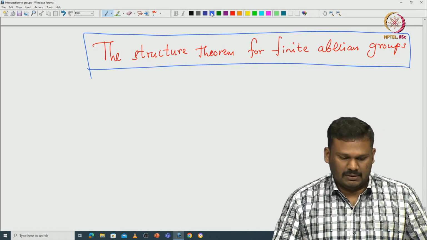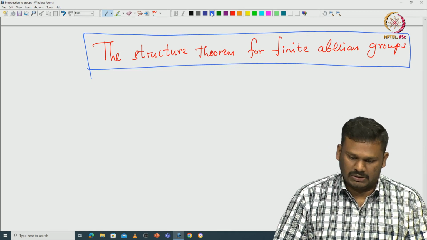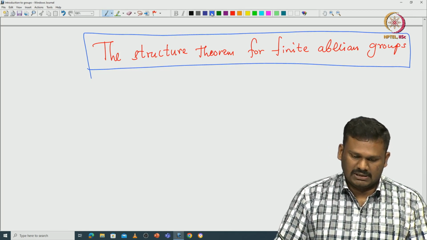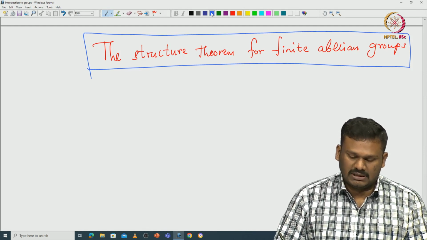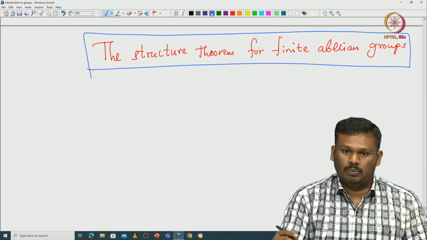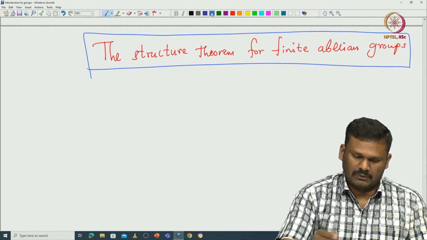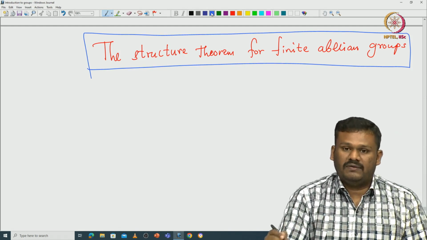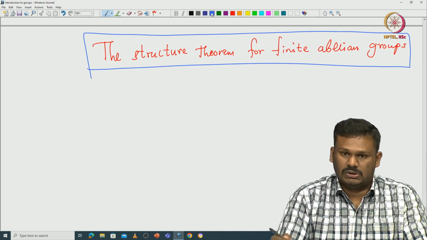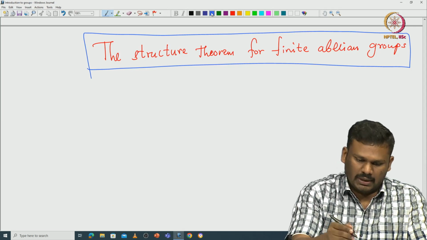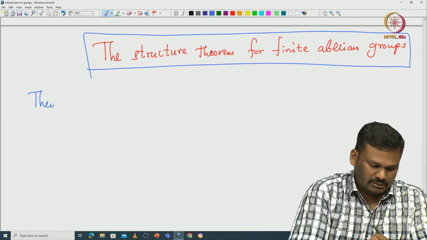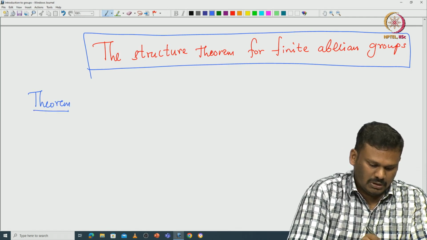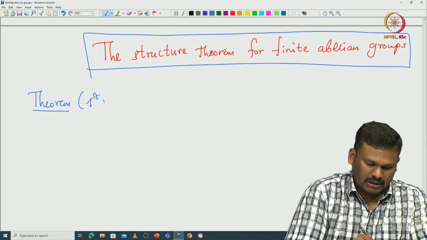So let me explain first of all how one can actually write this down. There are various versions of this structure theorem. Let me state two versions and then we will try to prove that both these versions are equivalent. I will motivate by examples why these two versions are expected to be equivalent. Okay, let's start with the first version. So here is the structure theorem. I'm going to call it the first version.